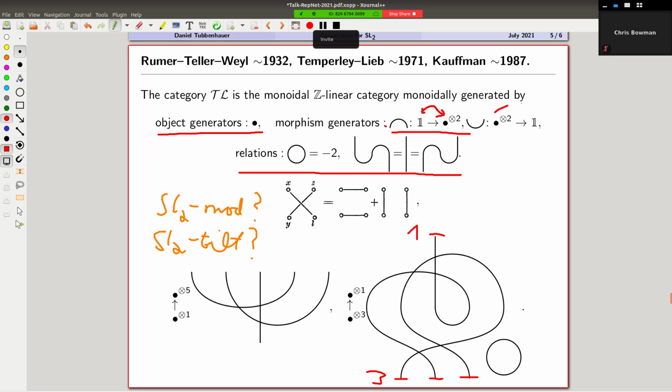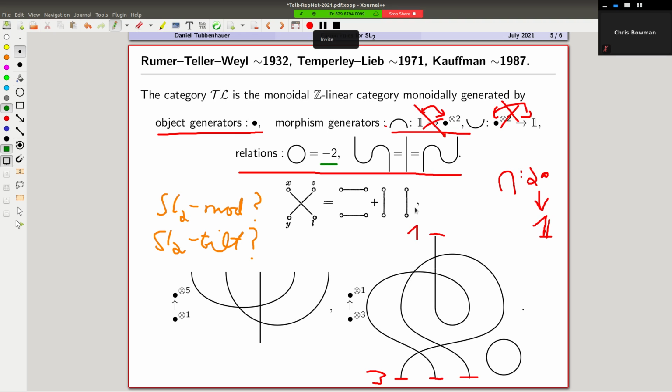So the cup should go from 2 dots, 2 bullets, to 0 bullets, and 0 bullets is my monoidal unit. So this is nonsense here. Typo. Very good that I can correct my own typos live. Anyway, you have only 2 generators, and you have only 2 relations. Topological relations. You can remove a circle with a cost of -2, and you have the zigzag type of relation.